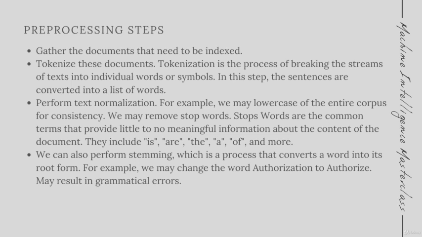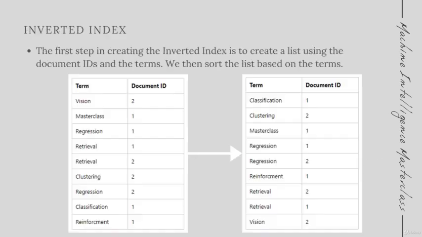We can also perform stemming, which is a process that converts a word into its root form. For example, we may change the word authorization to authorize. This may result in grammatical errors in the document, but it will not impact the information contained in those sentences. After these pre-processing steps, we can finally create the inverted index.